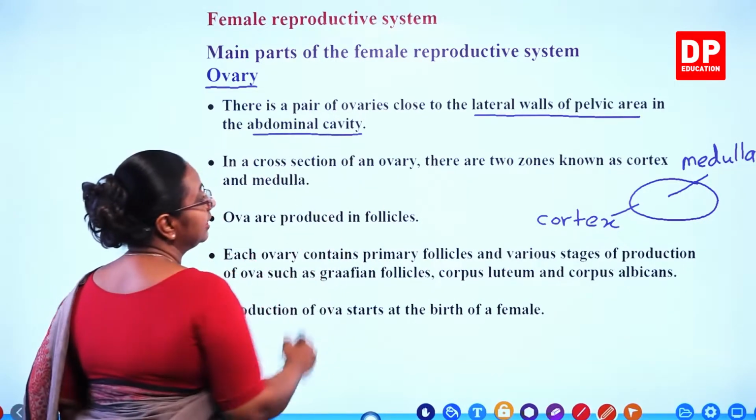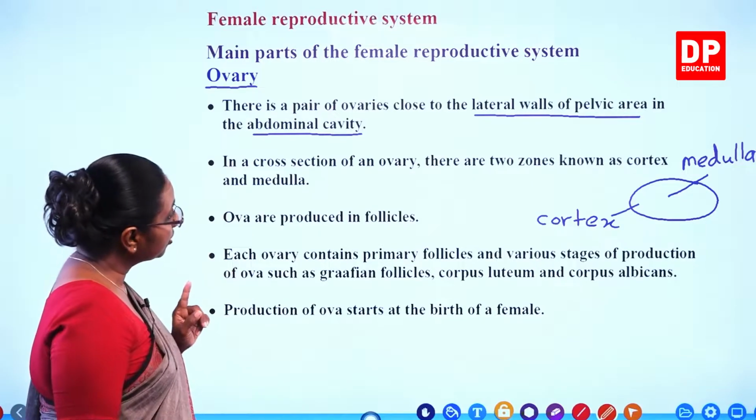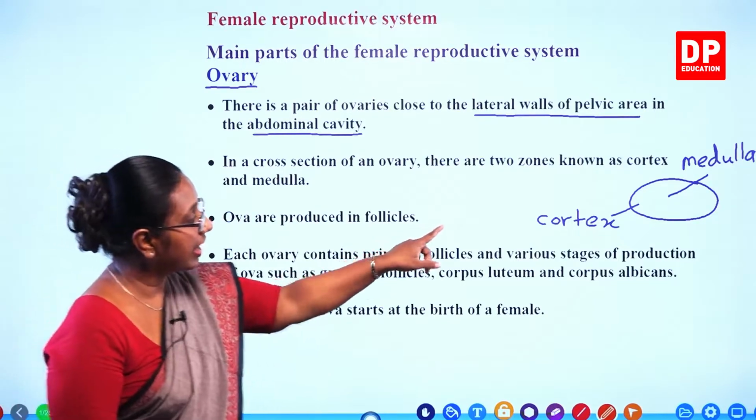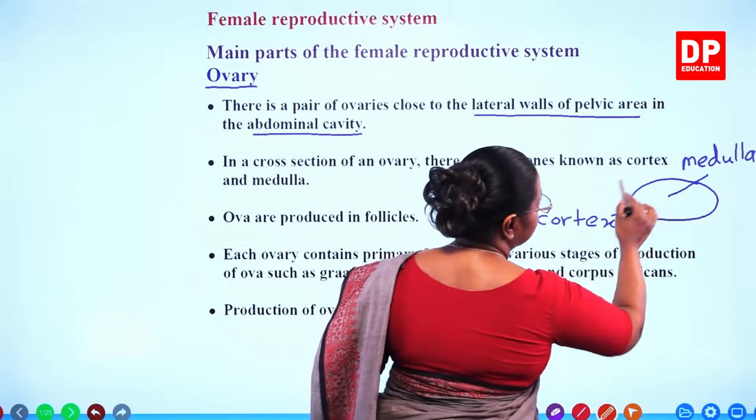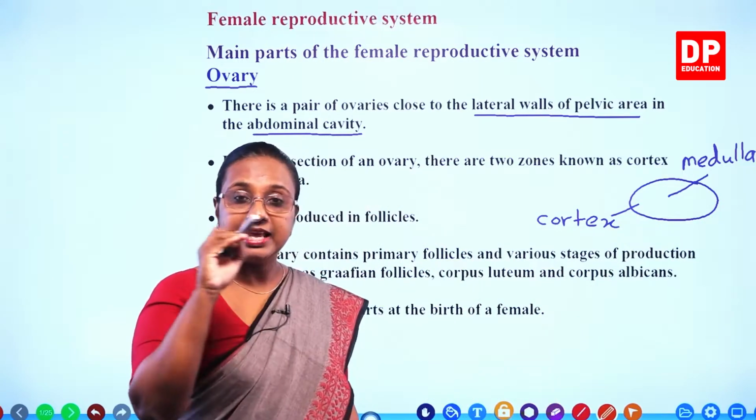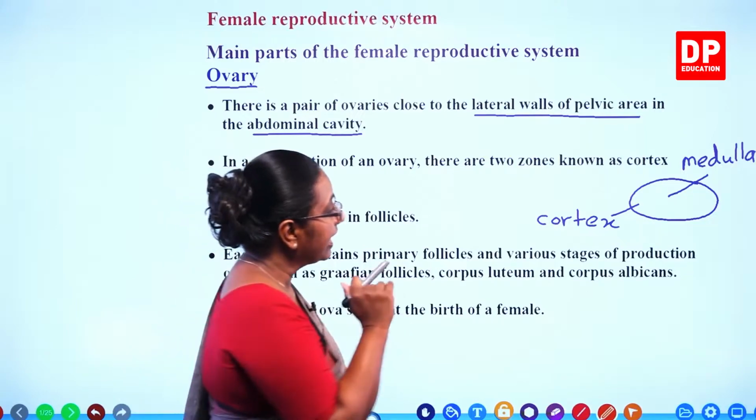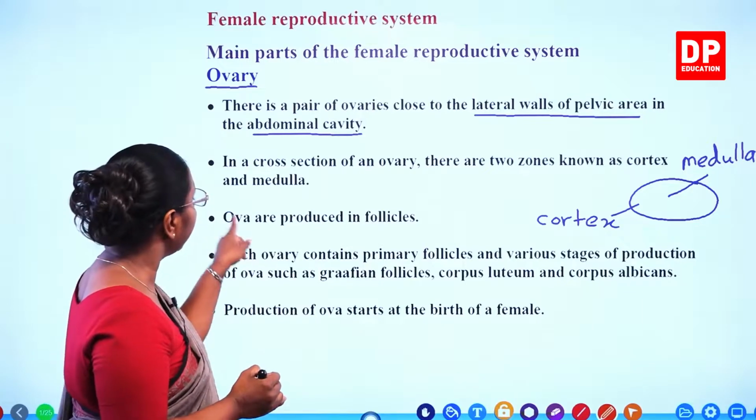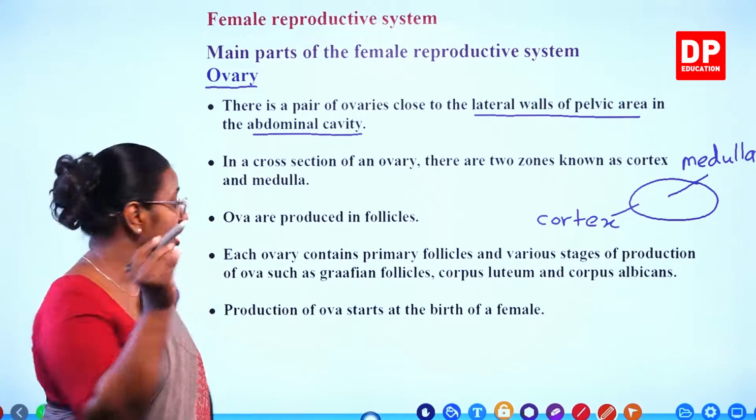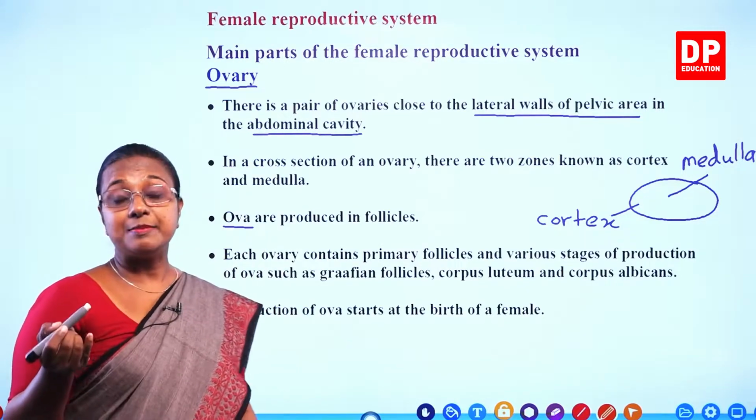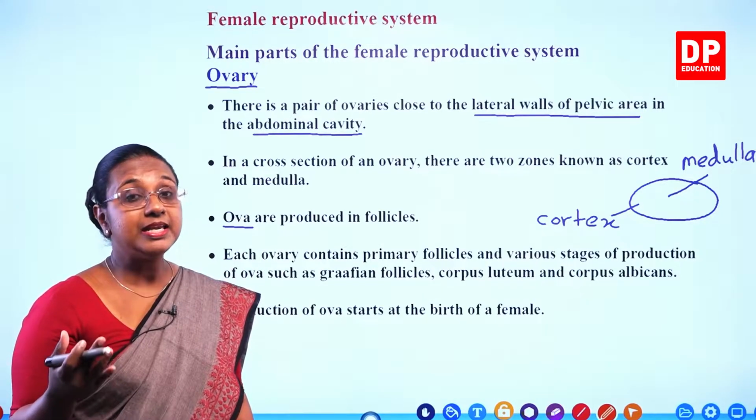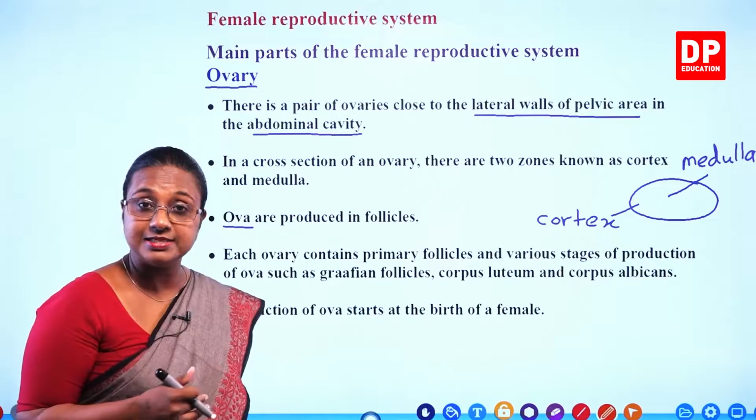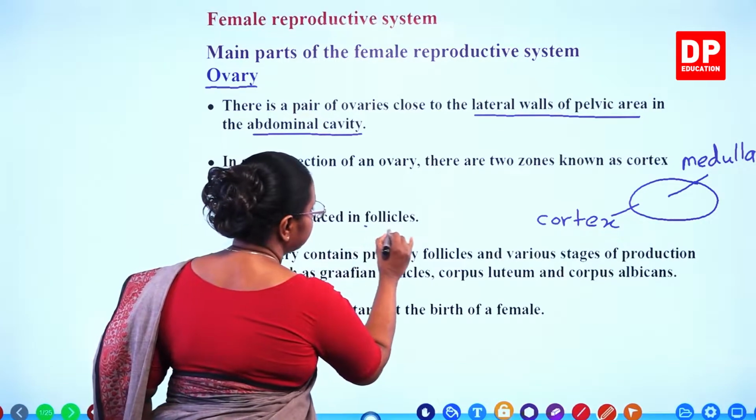In a cross section of an ovary, there are two zones known as cortex and medulla. I have shown you that. The ovary is a structure like this, somewhat oval shaped. It's not an exact oval shape, but somewhat similar. It has the outer region, the cortex, and the middle region, the medulla. Ova are produced in follicles. Ovum is the female gamete cell. Ovum is singular, ova means plural. So many ova are produced inside this ovary, inside follicles.